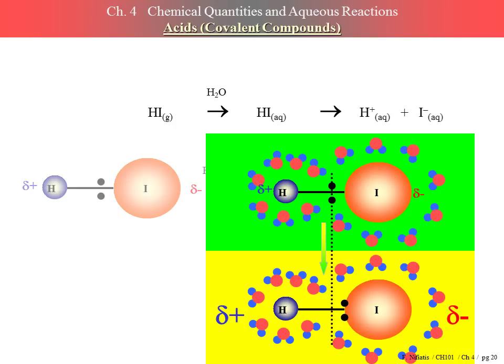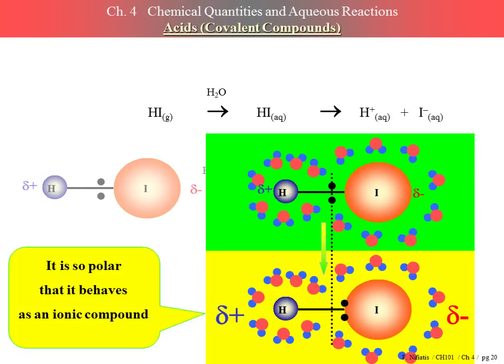Can you see here? I have a greater delta plus when I put it in water. So this compound here behaves as an ionic. Here it behaves as a covalent compound with some ionic character. Here it's more ionic rather than a covalent compound. And that's why it gives us the H plus and the I minus, because in water it behaves as an ionic compound.